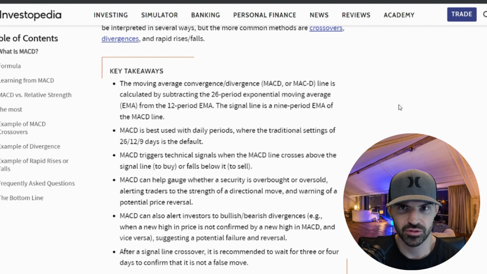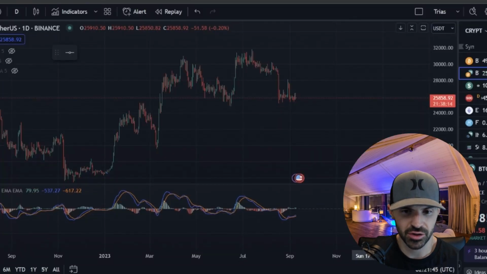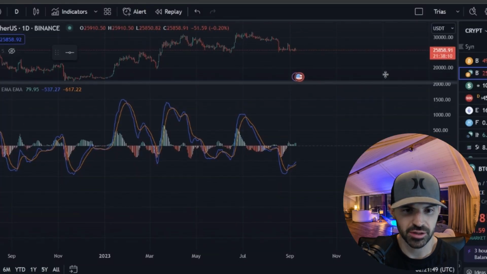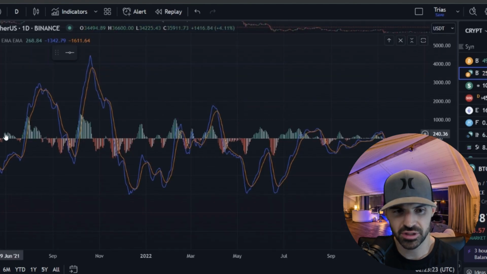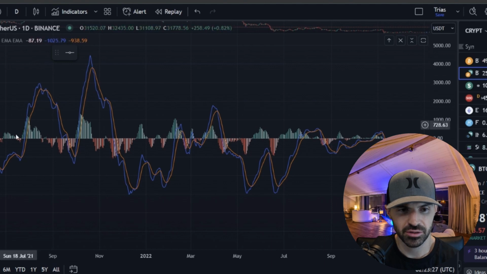So I'm in TradingView and I'm going to open up the MACD indicator. As you can see in the chart here, you have the blue line and the red line. The blue line is the MACD line, and that's calculated from subtracting the 26-day exponential moving average from the 12-day exponential moving average, and that gives you the blue line. And then the red line is just your signal line, and that's just your 9-day exponential moving average.